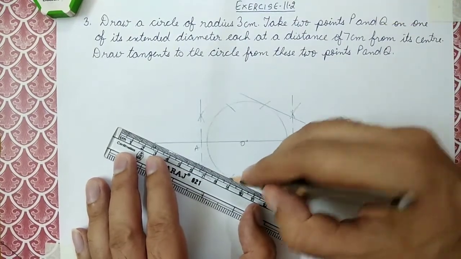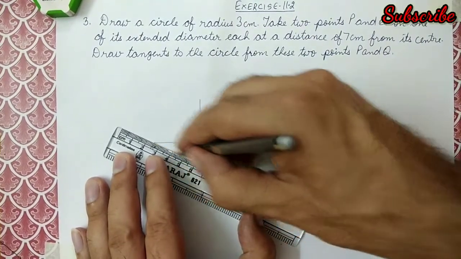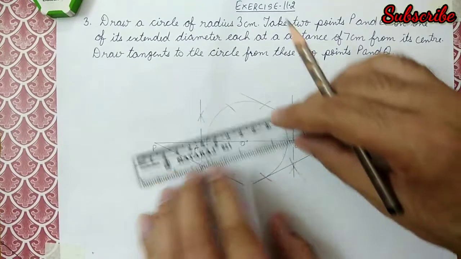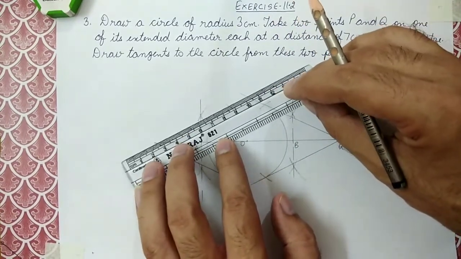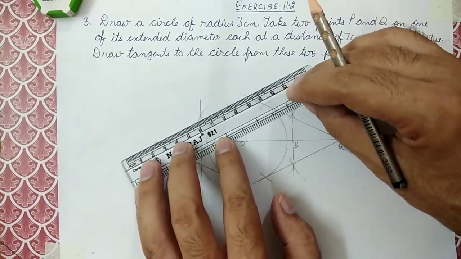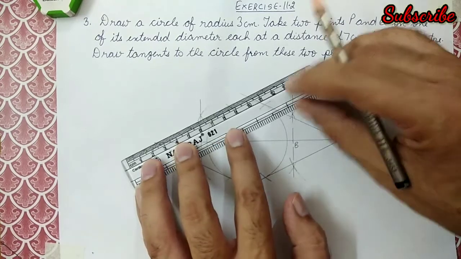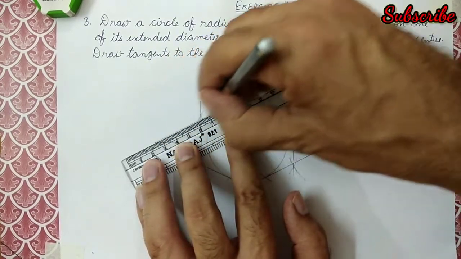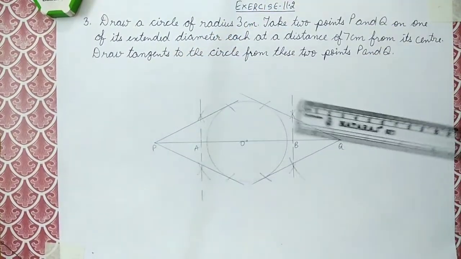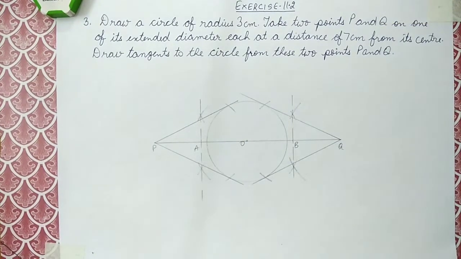this point, and then from the other side, from the P. So this is the end of the question. So we have got the 2 tangents from the P and 2 from the Q. Let's go to the next question now.